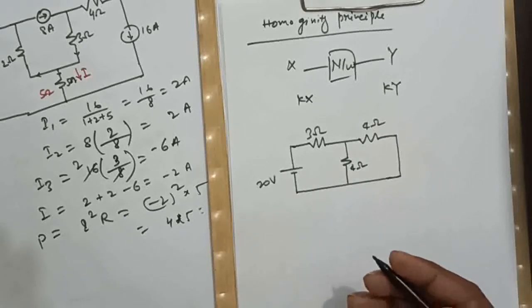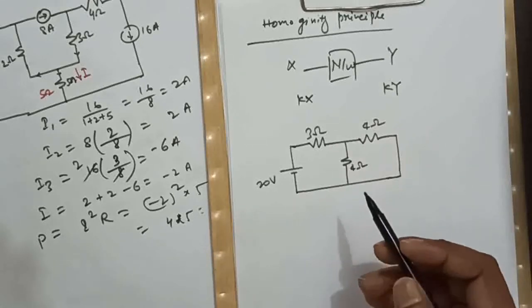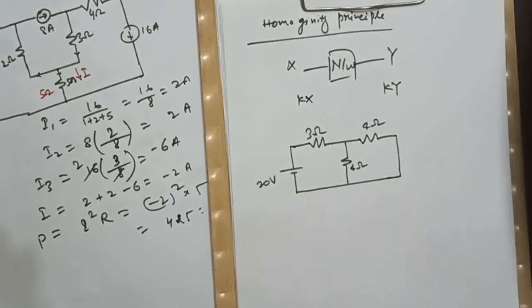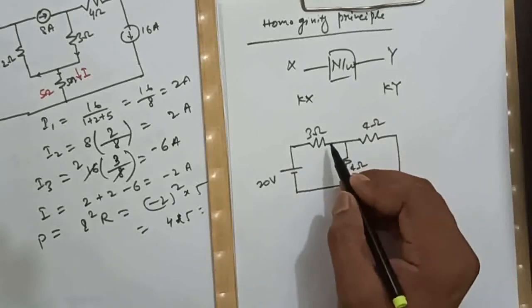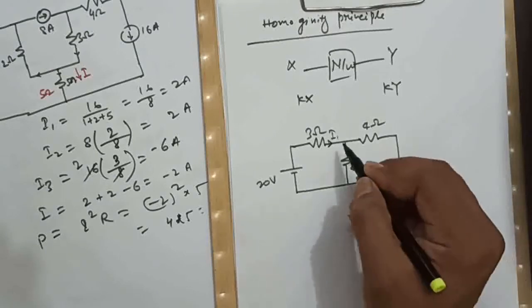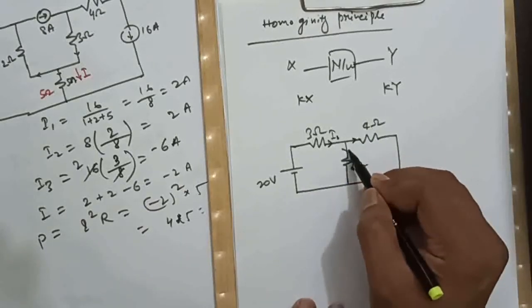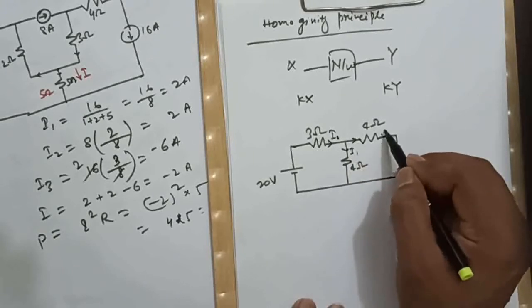So to find this, first of all, we need to find the currents in all the branches due to this 20 volt. Let's say this is I. We will get divided in two parts, I1, I2.